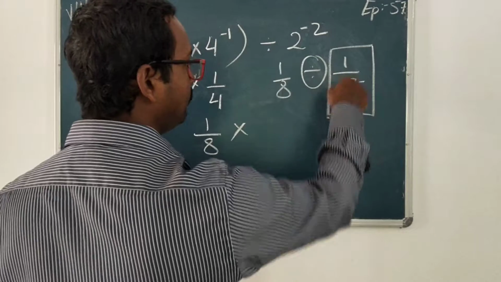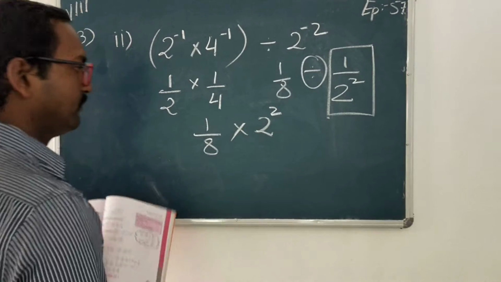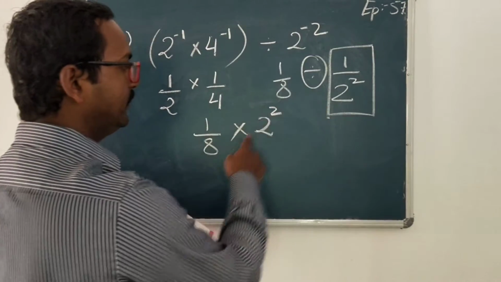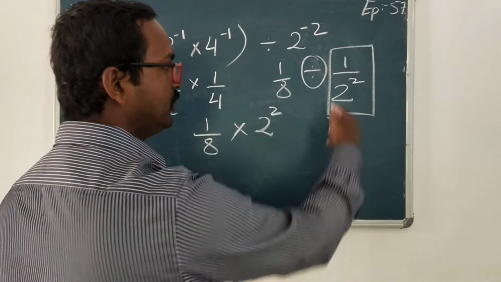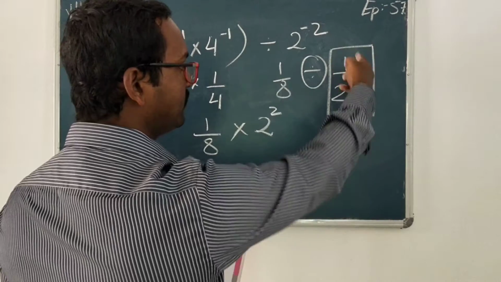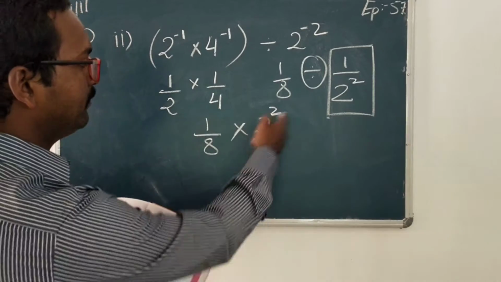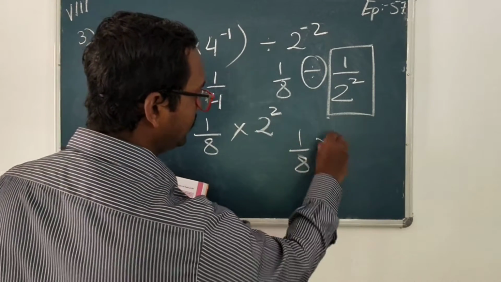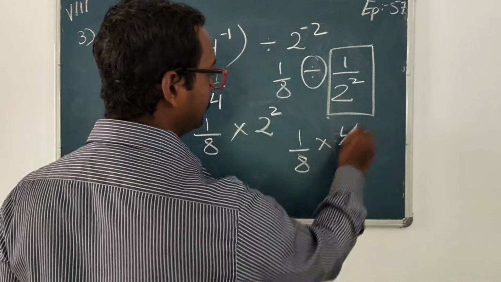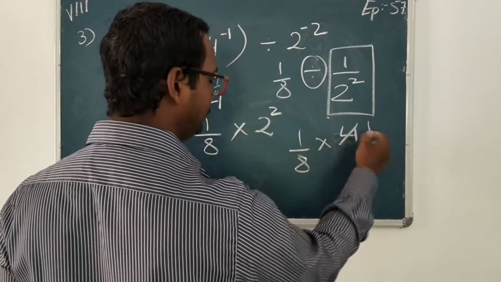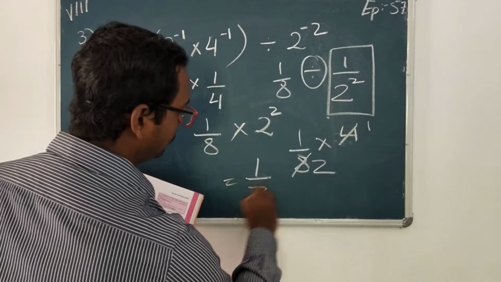So when we take the reciprocal of (1 by 2) power 2, it will become 2 power 2. This 2 power 2 will go to the numerator. Now see, here it was division, now it has become multiplication. But one small change happened: the denominator went to the numerator and the numerator went to the denominator. Again, we have to take the reciprocal. So here we will get 1 by 8 into 2 power 2, which is 4. So 1 by 8 into 4; 4 and 8 can both be divided by 4, we will get 1 here and 2 here. The final answer is 1 by 2.